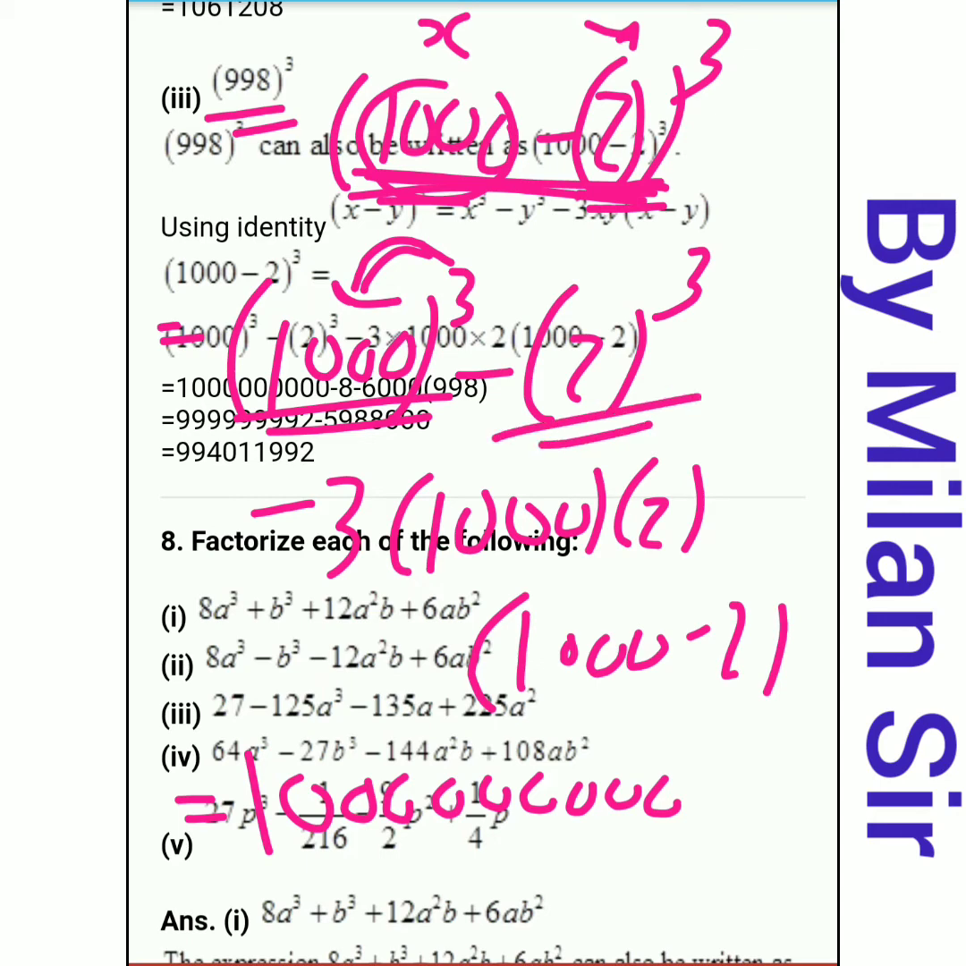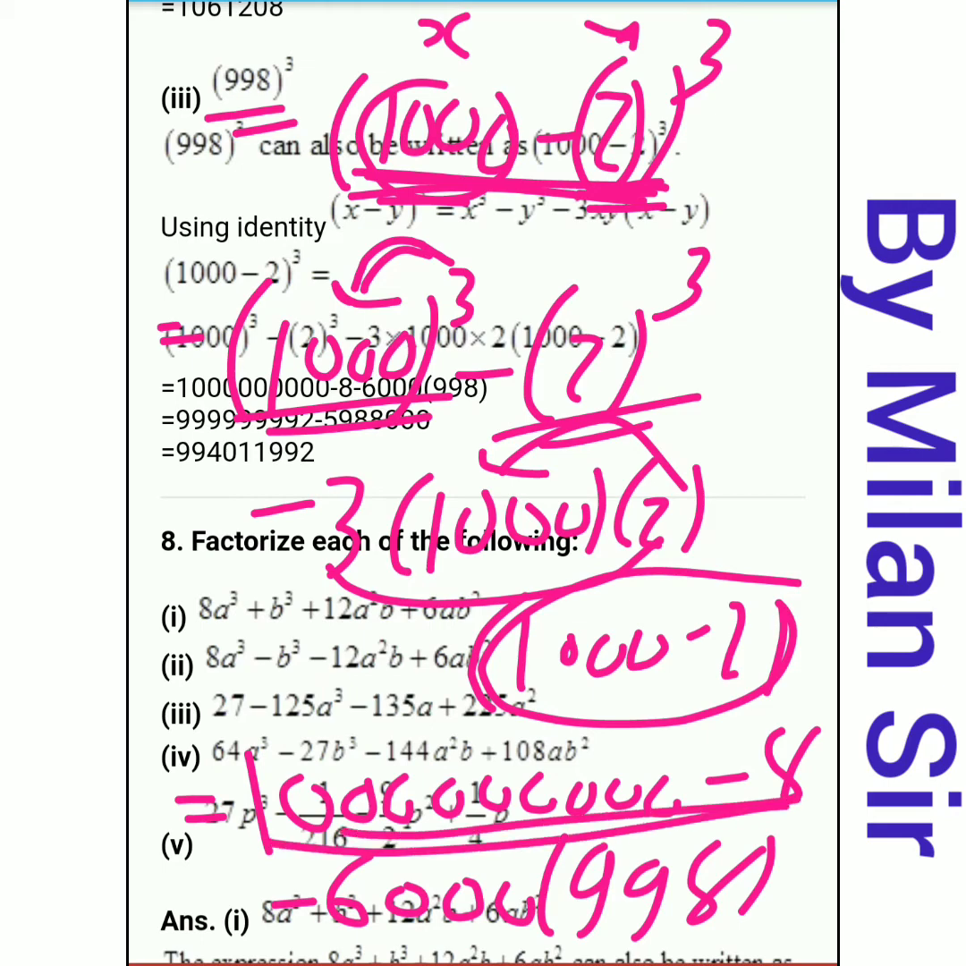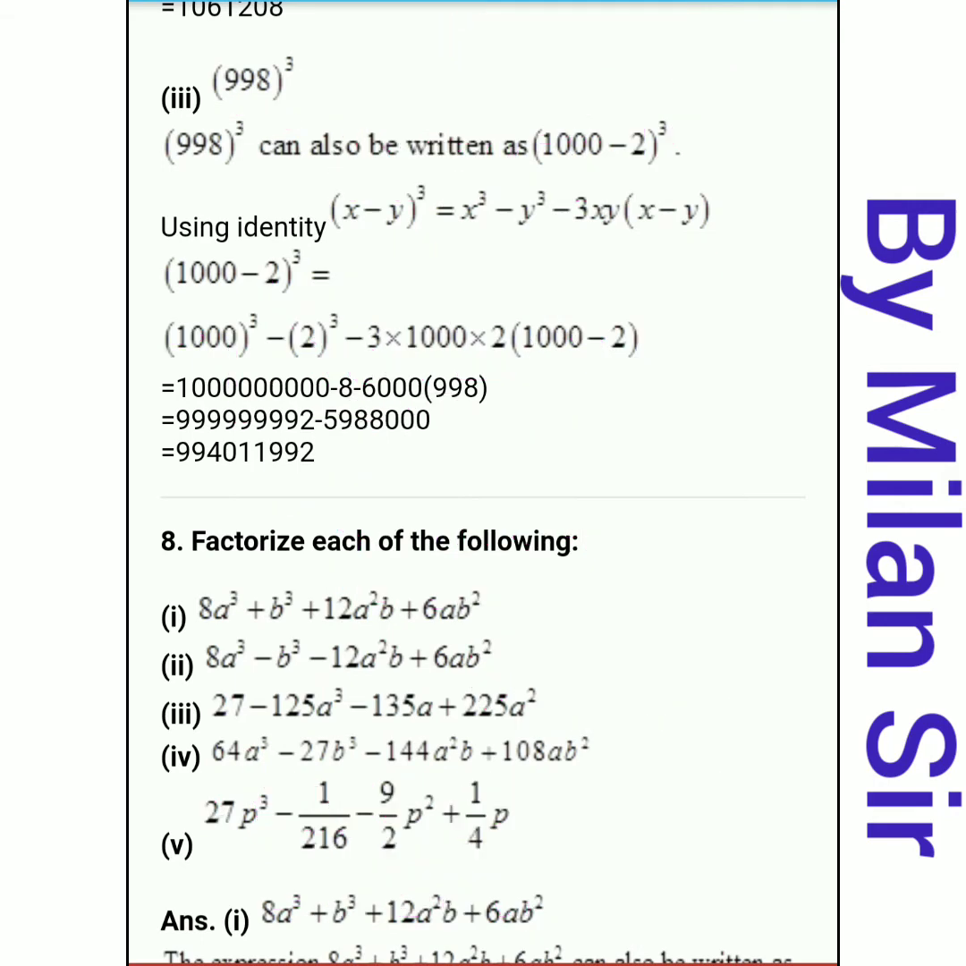Okay, then here minus 2 cube, so 2 cube it is 8, 2 times 2 times 2, 3 times 2 multiply 2 multiply 2, so 2 4s are 8. Okay, then negative sign. Now 3 6s are 18, 6 multiply 1000, it is 6000, and here 1000 minus 2, it is 998. Okay, first of all we need to write the answers of this.